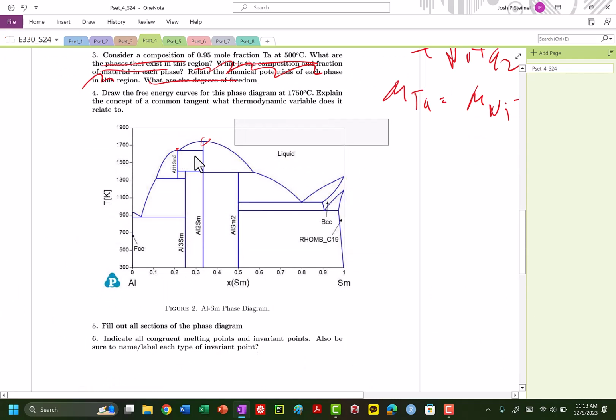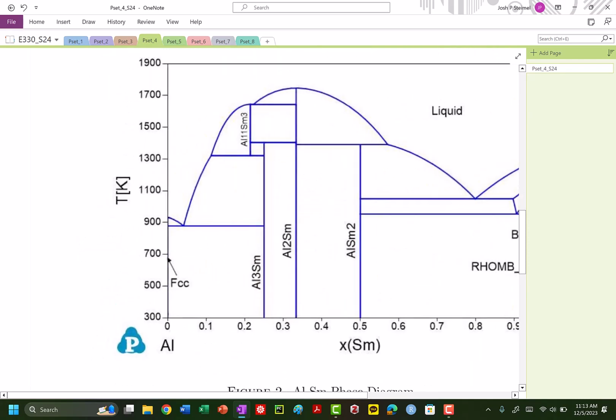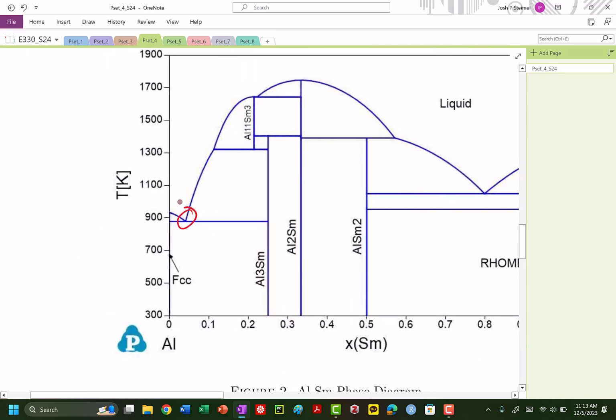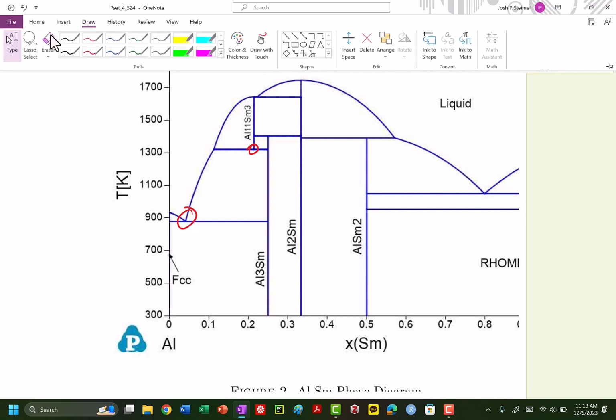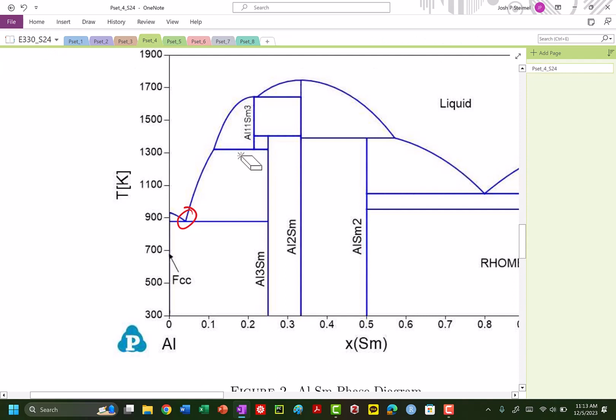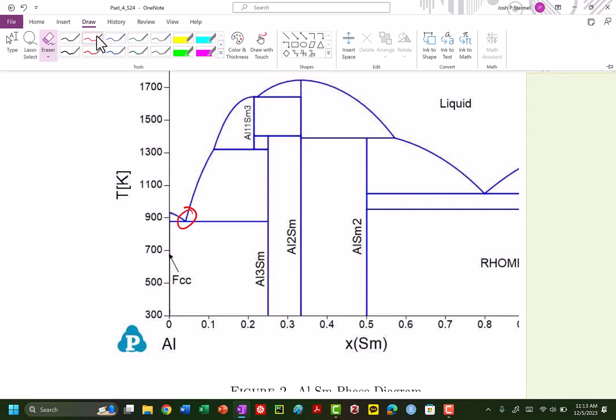So we went through the features we want to look for last time. So what is this invariant point? This is going to be eutectic, liquid plus the two-phase solid region here. What about this point? This is a solid phase region here, and it goes to, let me see here. Let me actually quickly erase, hold on a second here. Actually, let's go ahead and draw.